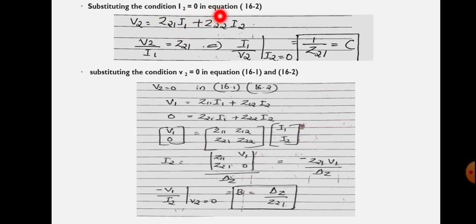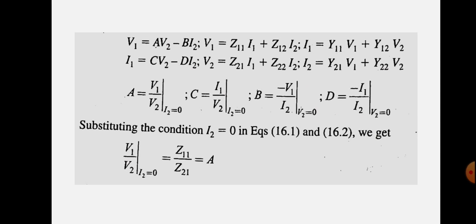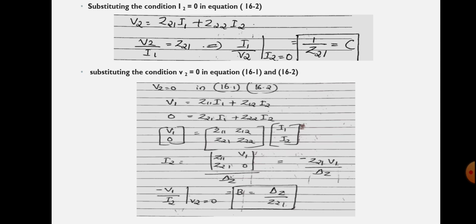When I2 equal to 0, we are taking the second equation. What is the second equation? This is the 16.2 equation. So whenever I2 equal to 0, this will become V2 equal to Z21 into I1. Whenever I2 equal to 0, V2 equal to Z21 into I1.